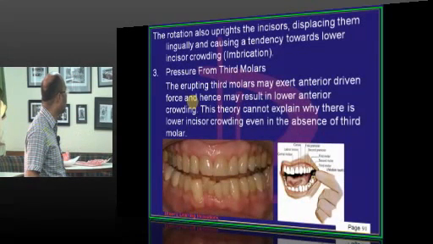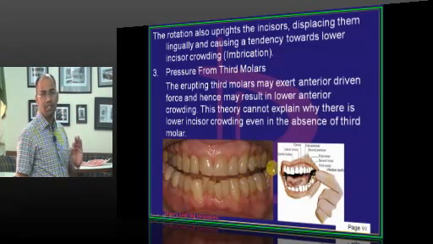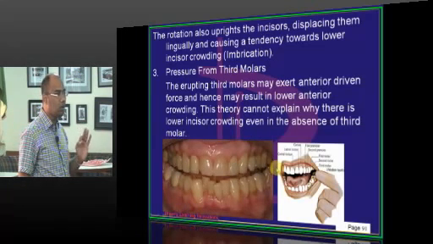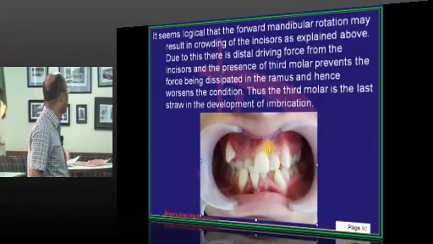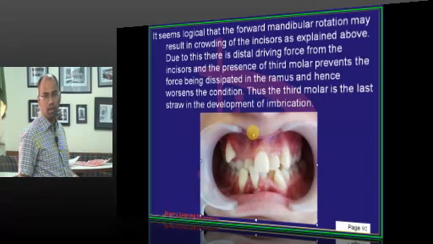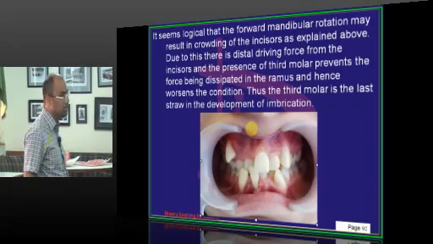And pressure from third molars. Late lower incisor crowding, or lower incisor crowding, is referred to with one term called imbrication. Lower incisor crowding or displaced lower anterior contacts or irregular lower teeth are referred to as imbrication. So it seems logical that because of mandibular rotation or late mandibular growth or differential mandibular growth, there is late lower incisor crowding.